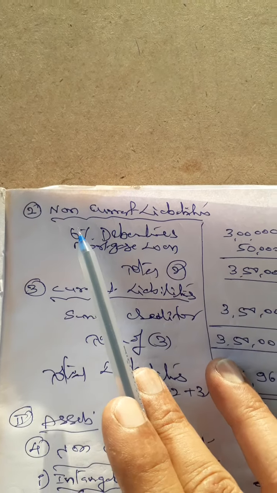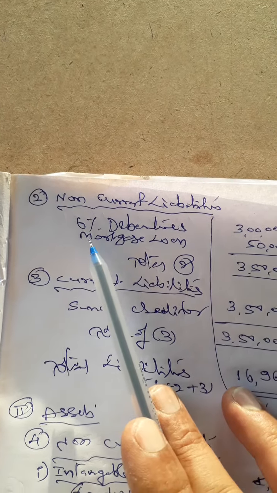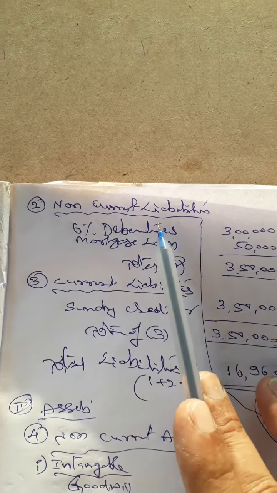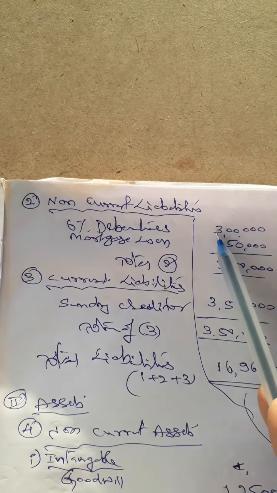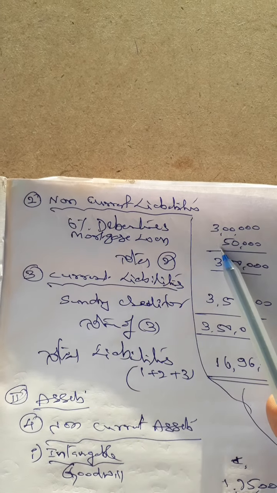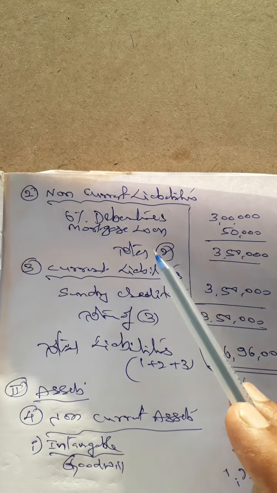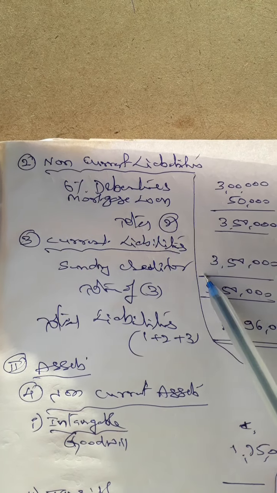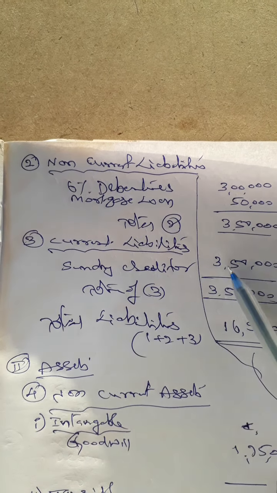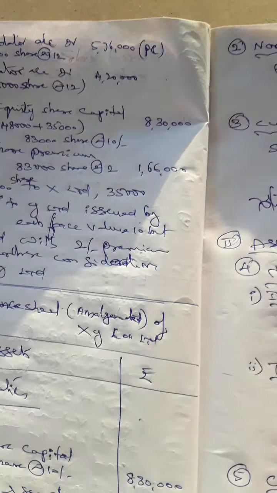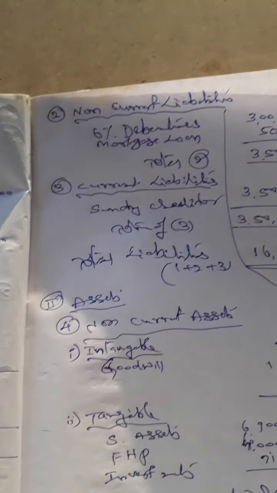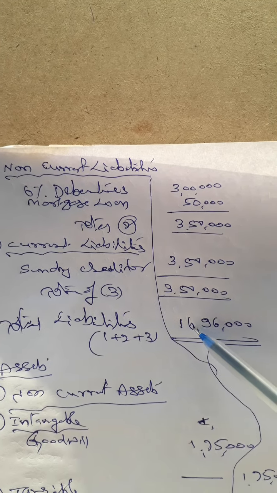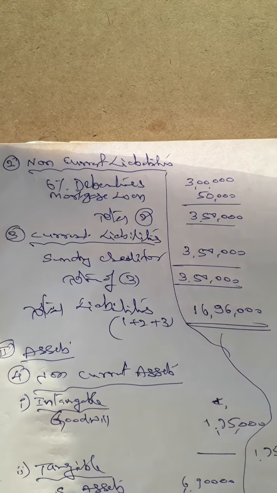After that, I show non-current liabilities. The 5% debentures that are converted into 6%, that 6% we show as a liability in the new balance sheet. Mortgage loan is also taken. By adding these two, total 2 becomes the non-current liabilities. Under current liabilities, sundry creditors. One more is there. Next, total of 3. By adding total of 1, total of 2 and total of 3, we get the total liabilities, 16,96,000. It is the balance sheet total.